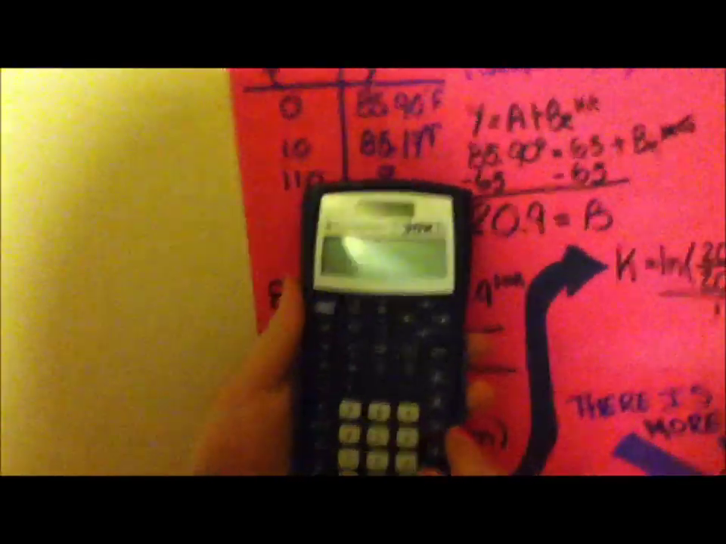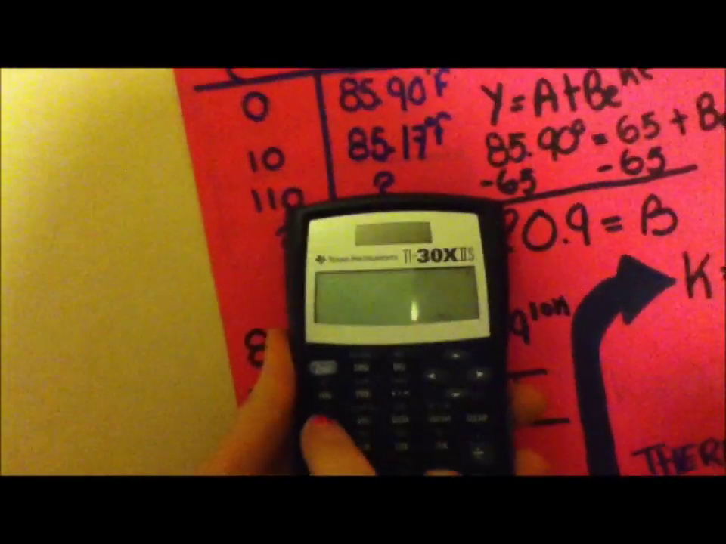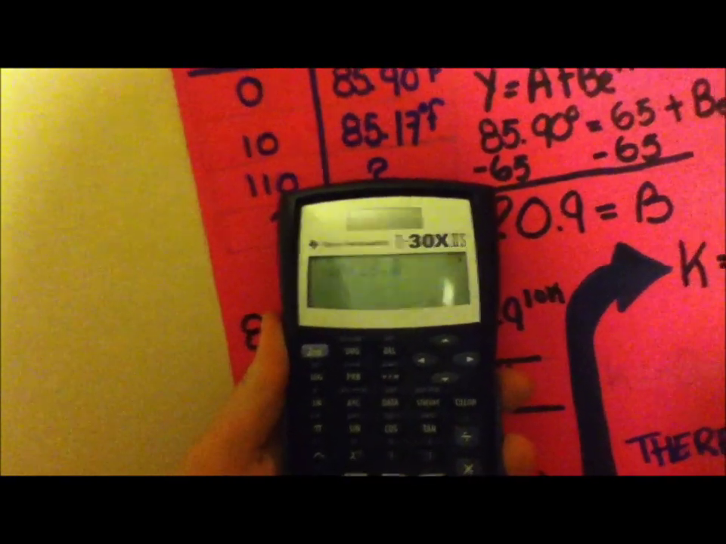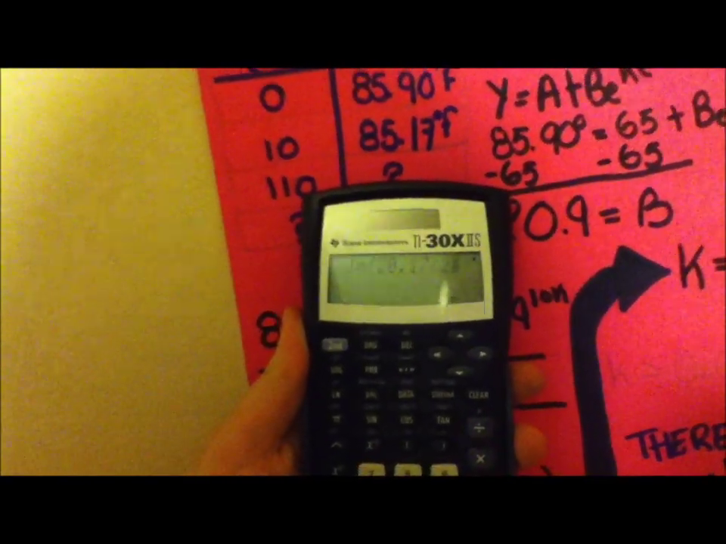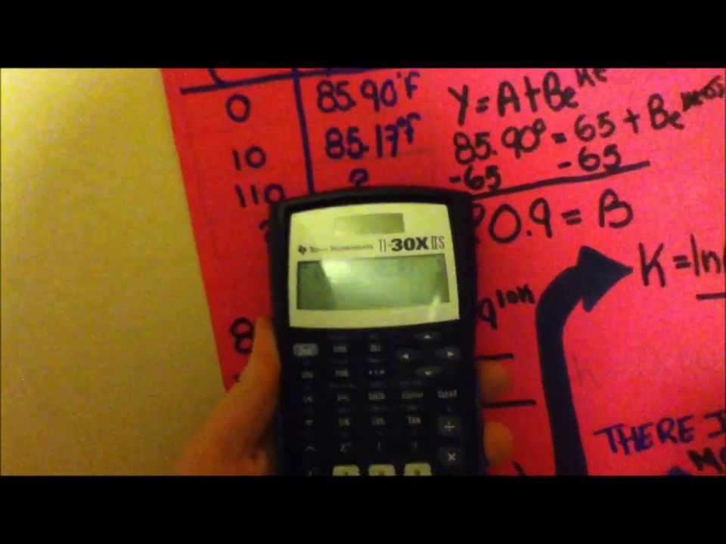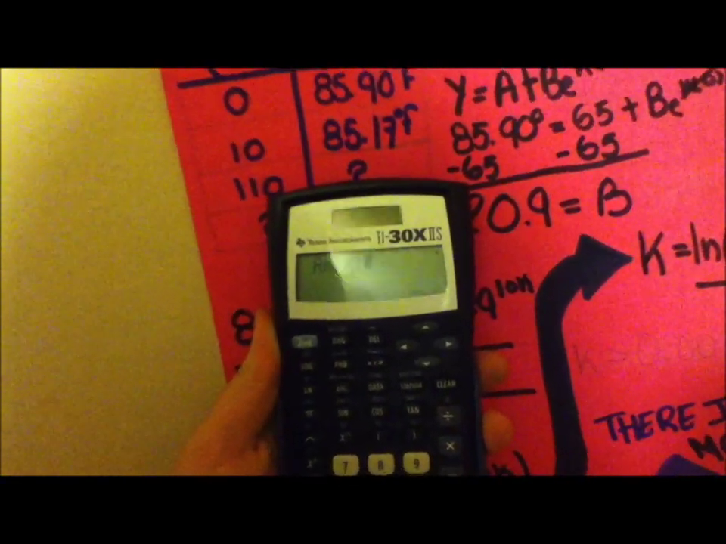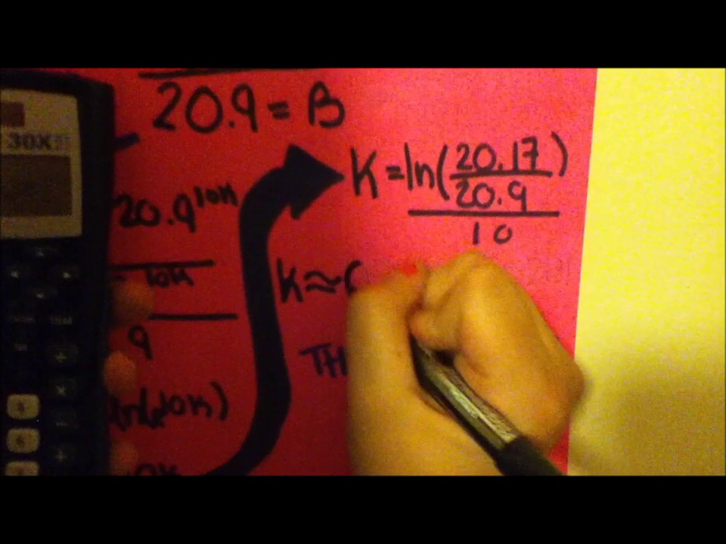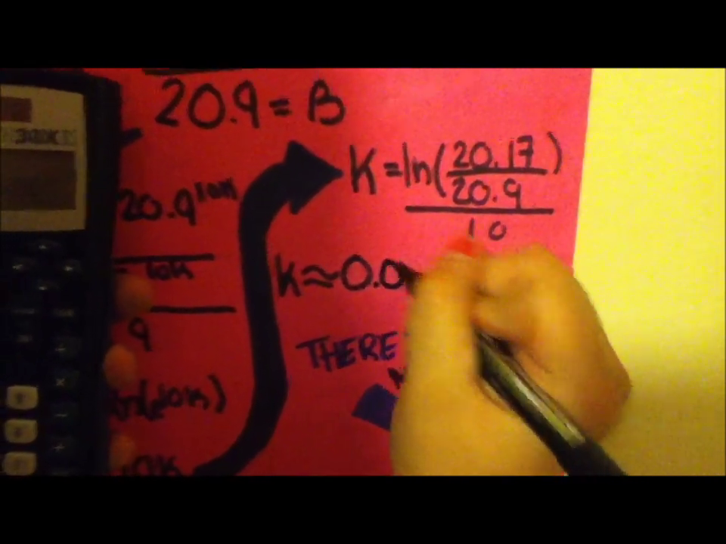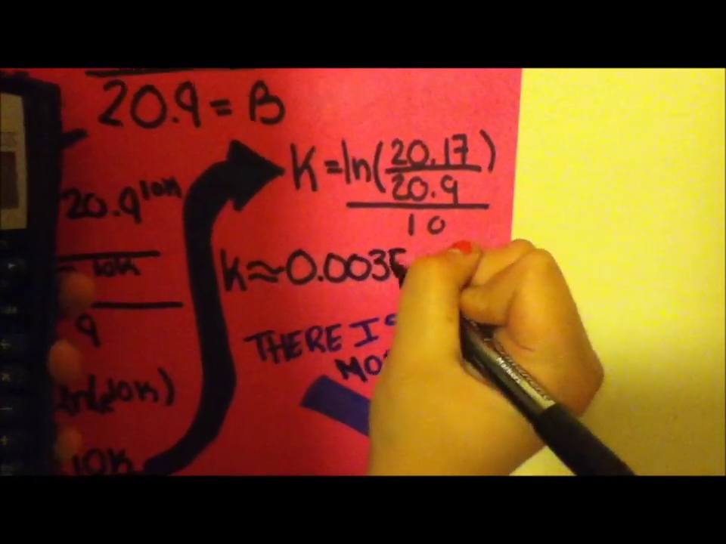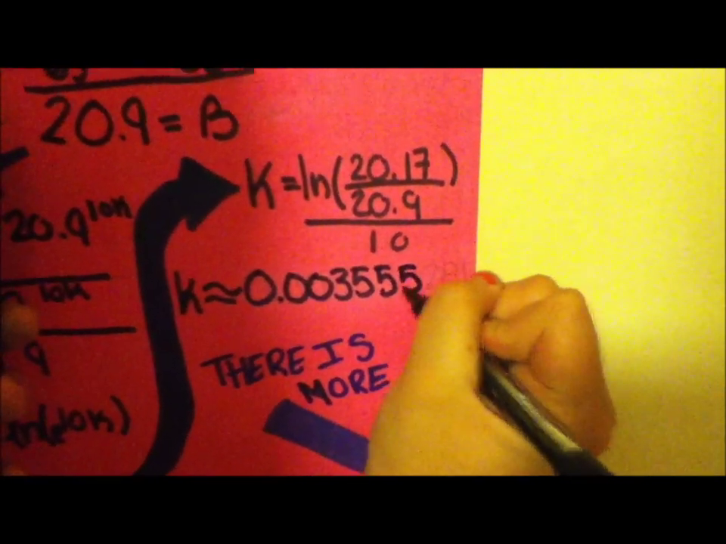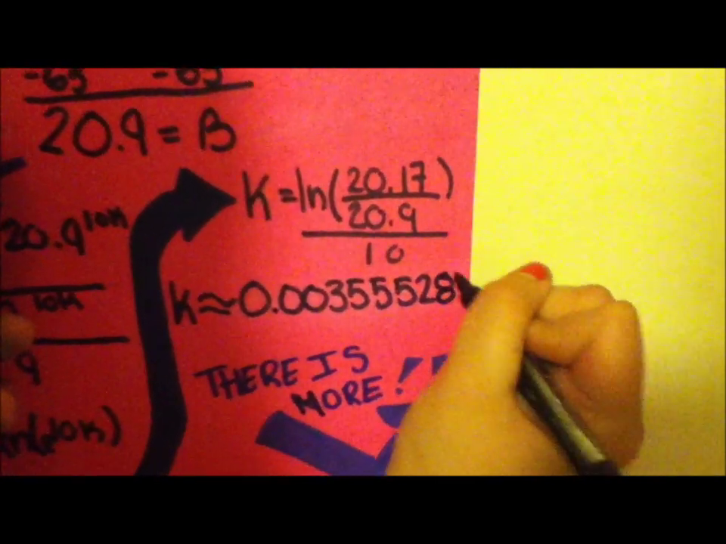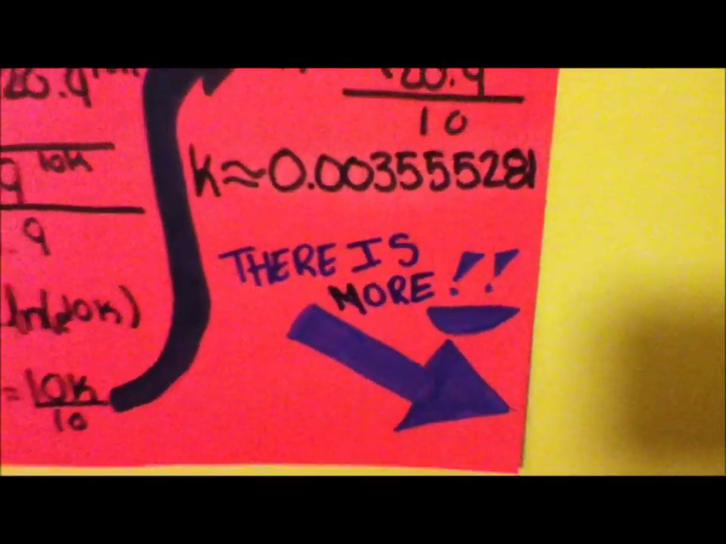So as we plug this into the calculator, natural log of 20.17 divided by 20.9, divided by 10 gives us our K. K is equal to 0.0035552. But wait, there's more!